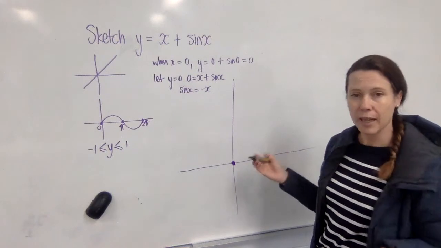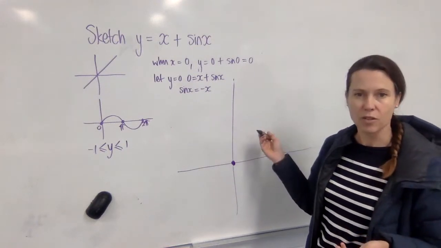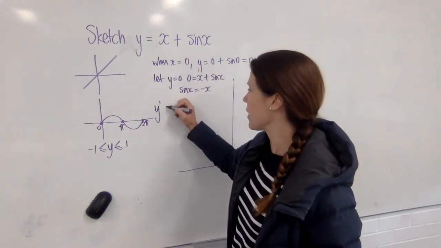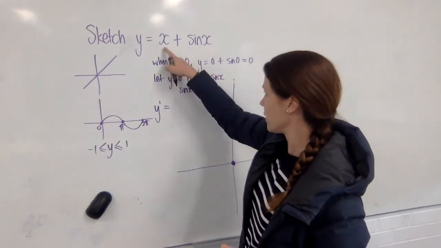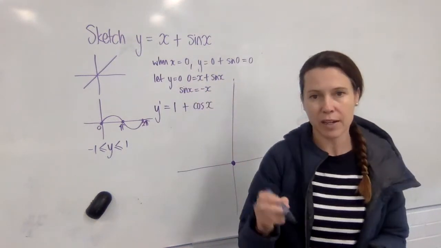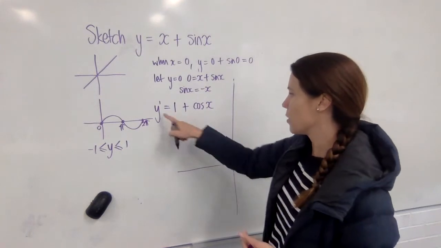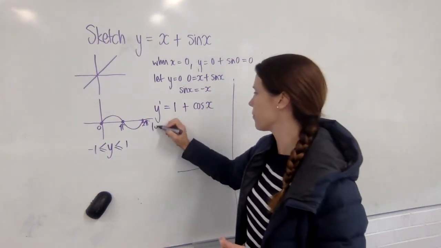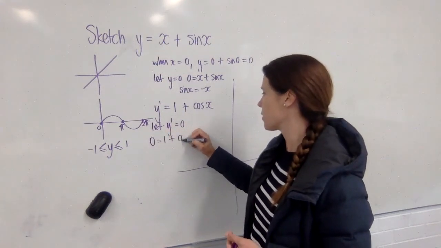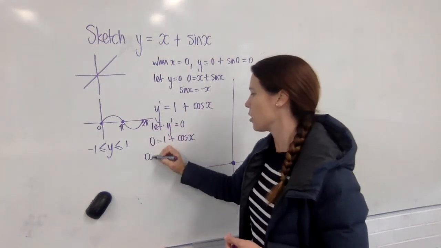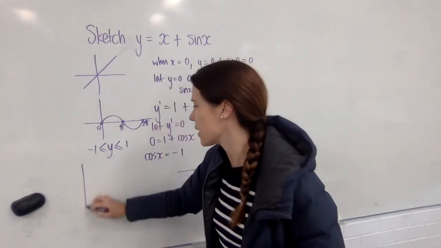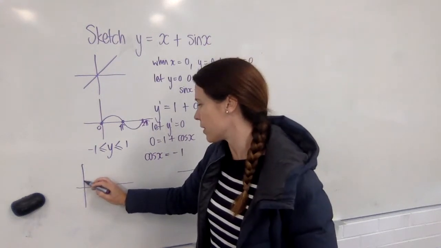Now, let's use our calculus to see if we can find any stationary points or flat spots on the curve. This should be quite easy to differentiate. y dash equals, one part at a time, 1 plus cos x. So if we want to find any stationary points or flat spots, we need to let y dash equal 0. So then we get 0 equals 1 plus cos of x. So cos of x must equal minus 1. Now, we know what the cos curve looks like. It equals minus 1 quite often, doesn't it?